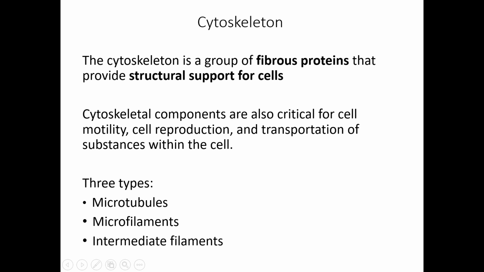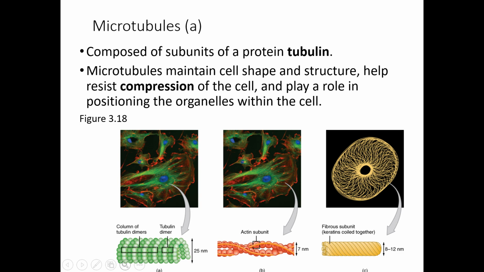There are three types of cytoskeleton structures: microtubules, microfilaments, and intermediate filaments. Microtubules is just a chain of amino acids twisted into the spiral, like a tiny tubule. And those microtubules help to maintain cell shape and structure by resisting compression of the cell, and also help in positioning the organelles within the cell, keeping them in place.